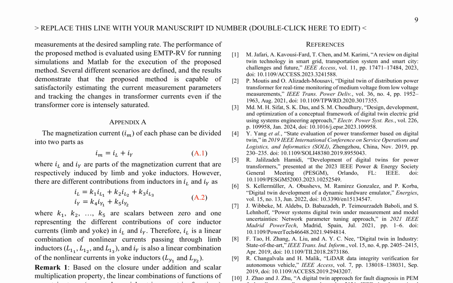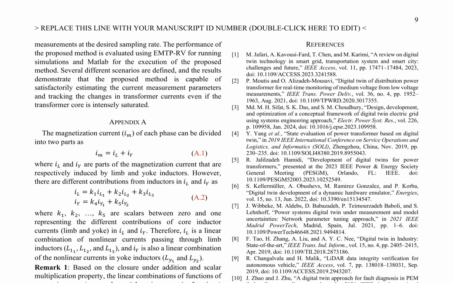A novel digital twin framework is proposed for power transformers, enabling the estimation of current measurement parameters and tracking of changes in transformer currents, even under intense core saturation. This innovative approach is evaluated through a combination of EMTP-RV simulations and Matlab-based execution of the proposed method. To validate the framework's efficacy, several scenarios are defined, and the results demonstrate satisfactory estimation of current measurement parameters and accurate tracking of transformer currents.